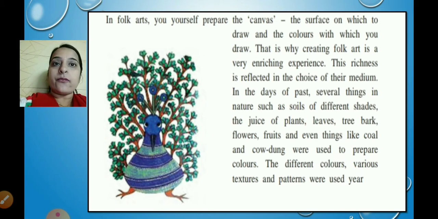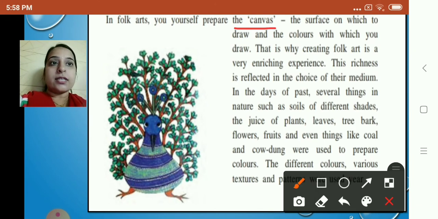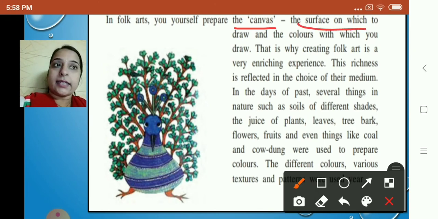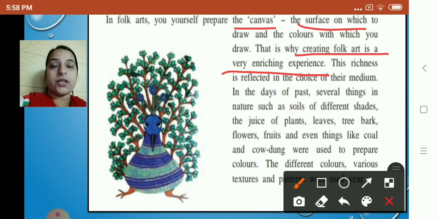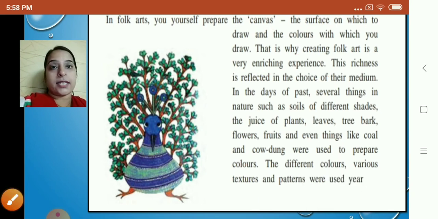So, children, in folk art, the canvas is prepared by yourself. Canvas means the surface on which you draw. So canvas is the surface on which we draw and the colors with which we draw. And therefore, it is said that creating folk art is a very enriching experience. And this richness is reflected in the choice of their medium.